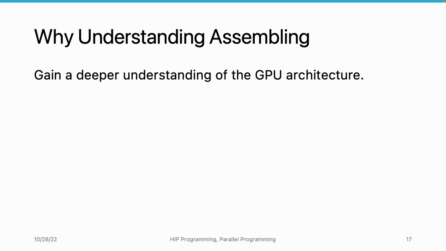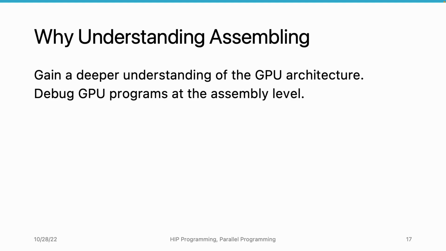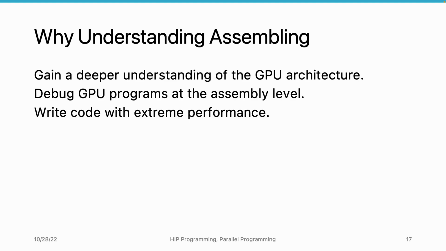We want to understand why we want to understand the assembly language. You can gain a deeper understanding about the GPU architecture, so you know the GPU instructions and how GPUs execute those instructions. Sometimes you debug a GPU program and really need to deal with the assembly language. That is what the ROCm debugger supports. And sometimes you want to write code with extreme performance, so you want to write in assembly language directly so you have the most control on the hardware.